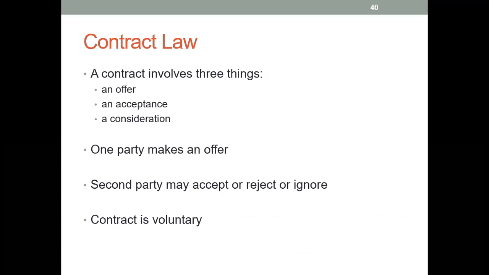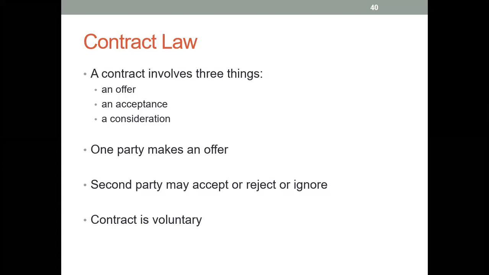Okay. Now let us see the third law, which is called contract law. So what is contract law? A third form of protection for any computer object is a contract. A contract is nothing but an agreement between two parties. So when we say there is a contract, it means there is an agreement between two parties. A contract may involve three things: an offer, an acceptance, and a consideration.